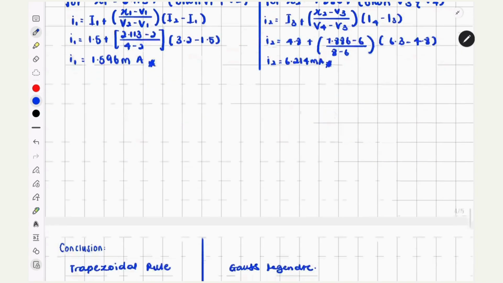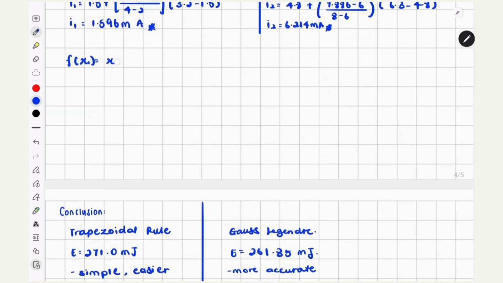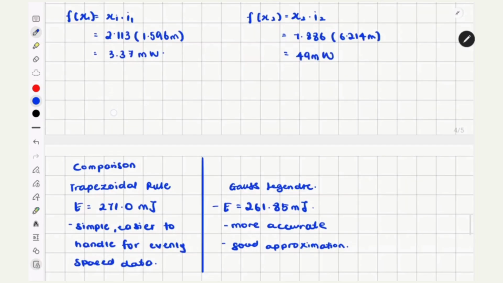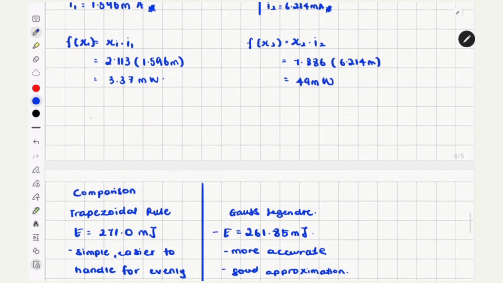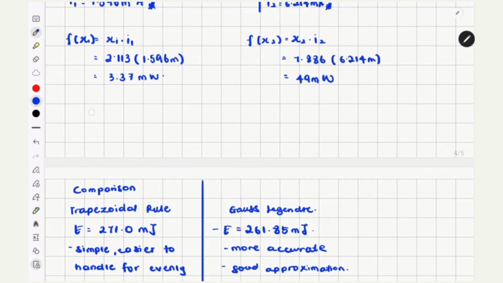After we calculate the values for I1 and I2, calculate the values for f(x1) and f(x2) using the formula, and we get f(x1) as 3.37 milliwatt and f(x2) is 49 milliwatt. After we get the values for f(x1) and f(x2), put them in the formula given, and then we get the energy stored to be 261.85 millijoules.